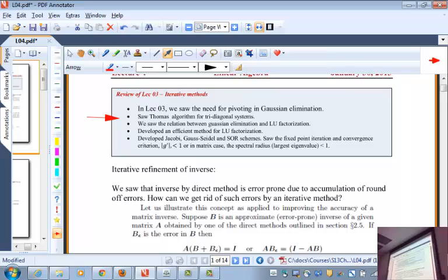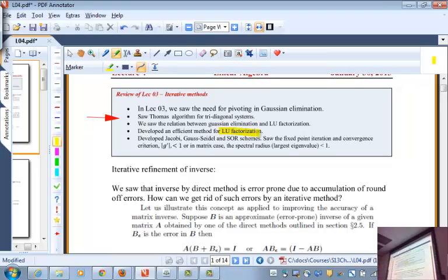And then we saw the relation between Gaussian elimination and LU factorization. Basically, LU factorization collects all the processes that are used in forward elimination in L and back substitution in U. And we will see today why that is an example of why that is an extremely efficient approach. And we actually developed an efficient algorithm for doing LU factorization.